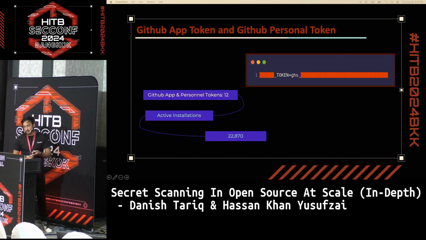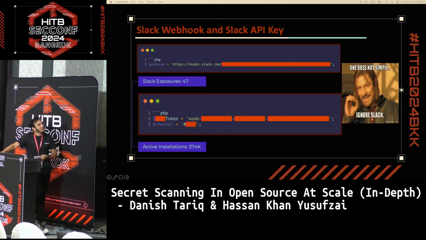GitHub app and GitHub personal tokens. This was literally 12 tokens, but these 12 were not doing really great, right? It's not a good idea to expose your GitHub token, as someone can make changes and do commits. You know what can happen if your GitHub token is exposed.